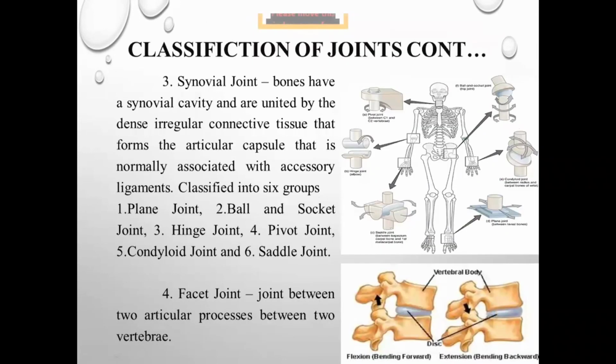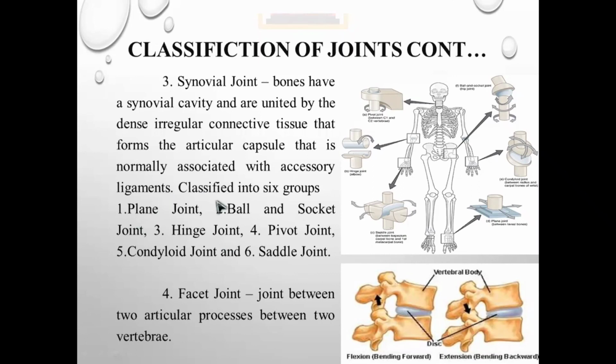The next one is the synovial joint. The bones have a synovial cavity and are united by a dense irregular connective tissue that forms the articular capsule, which is normally associated with accessory ligaments. And it has been classified into 6 groups. Which one? The synovial joint is going to be classified into 6 groups.